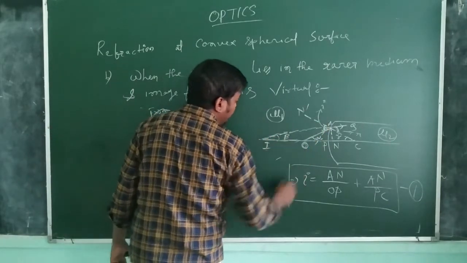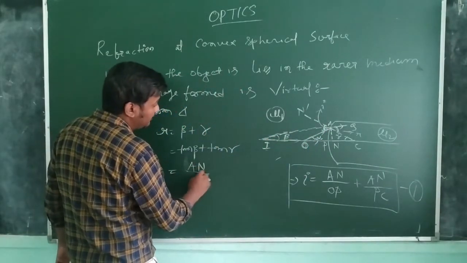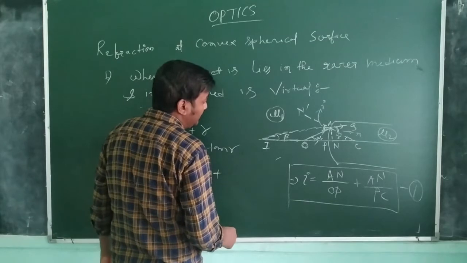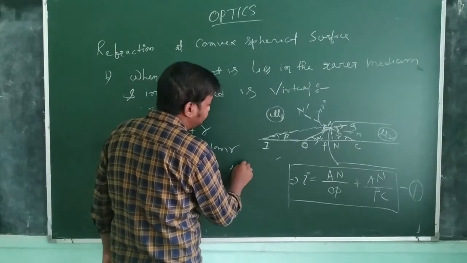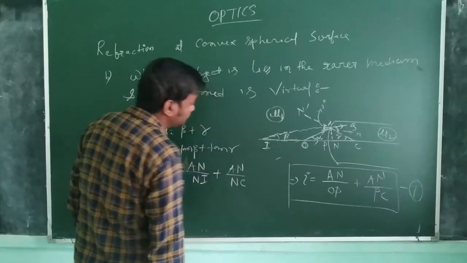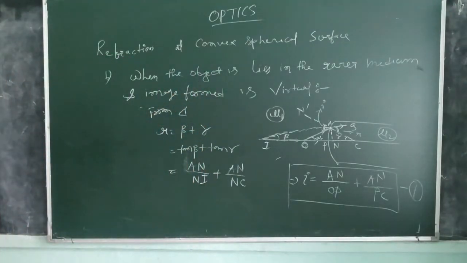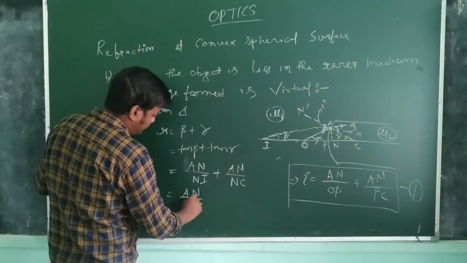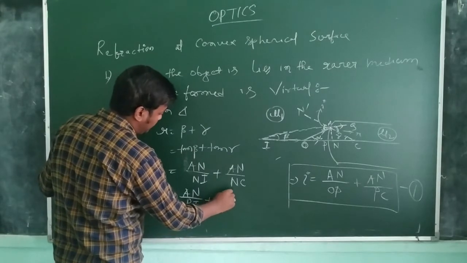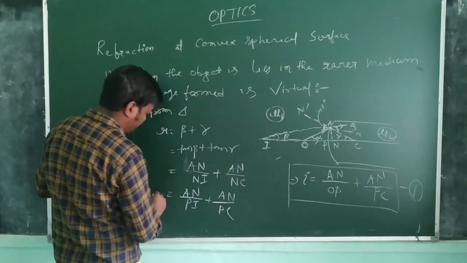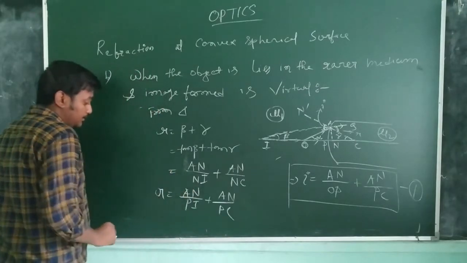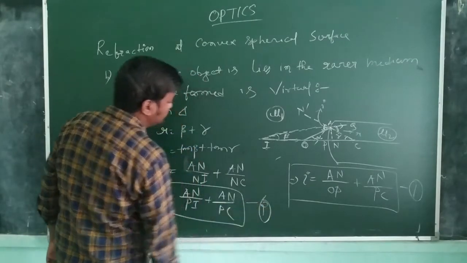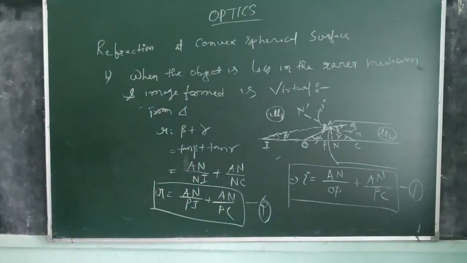Consider this triangle AIO. Tan beta will be N by PI. And what is tan gamma? Tan gamma will be N by PC. So r equals N by PI plus N by PC. Give it equation number 2.